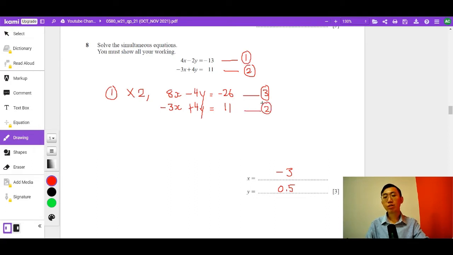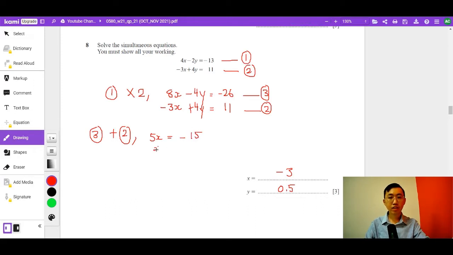Saw that? Okay, so how to eliminate 4y and 4y over here? One is a negative 4, another one is plus 4. So what you can do is add both equation 3 and 2 right now. So we are going to do that. Equation 3 plus equation 2. Go. So 8x plus negative 3, you will get 5x. These two will cancel off each other. Negative 4 plus 4 will be cancelling each other. Minus 26 plus 11, that's how you get minus 15.